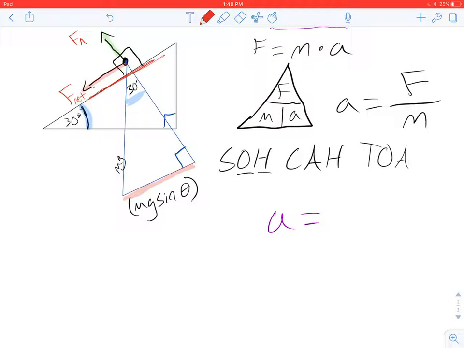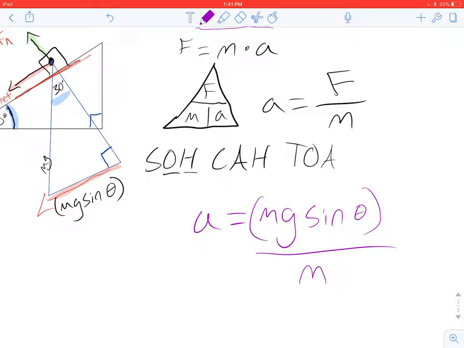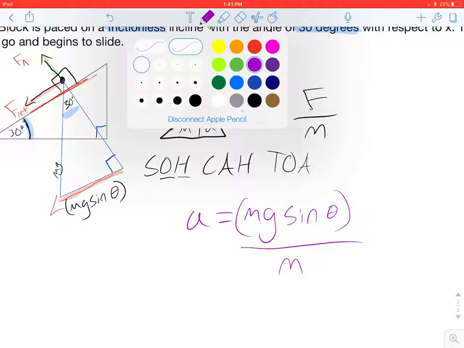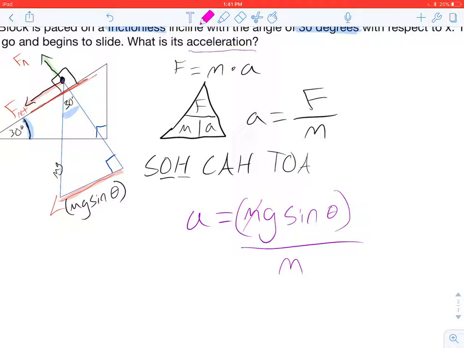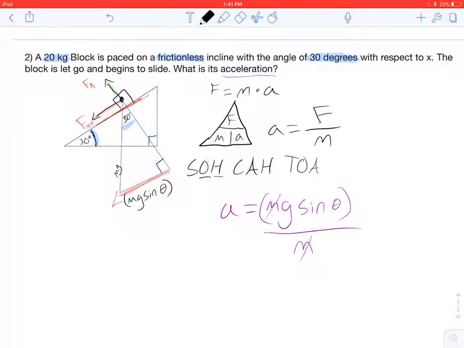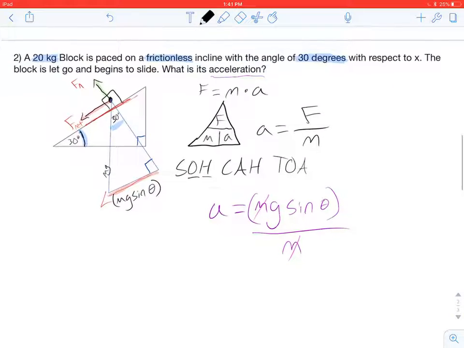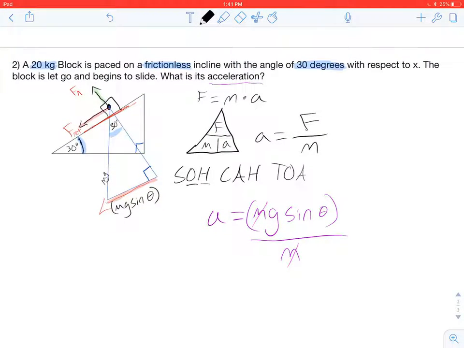So this net force is only happening at this angle right here. So we have, let's get to the same color, mass times gravity times sine of theta divided by our mass. And we're just going to cancel that out, because since there's no friction at all, our mass actually doesn't matter. So it doesn't matter if that block was 200 kilograms or 0.05 kilograms. The acceleration would be the same on a frictionless surface.